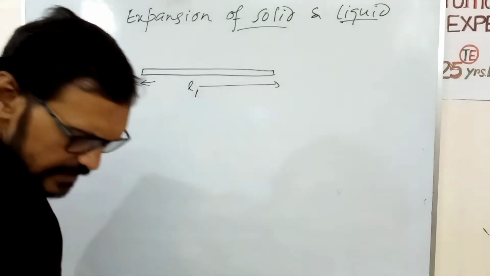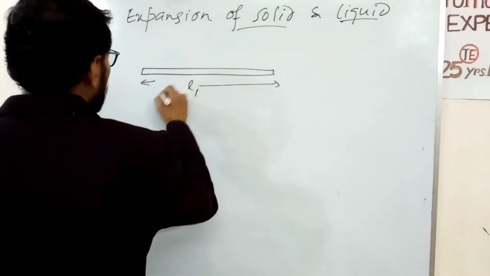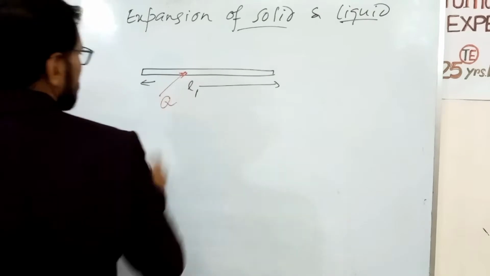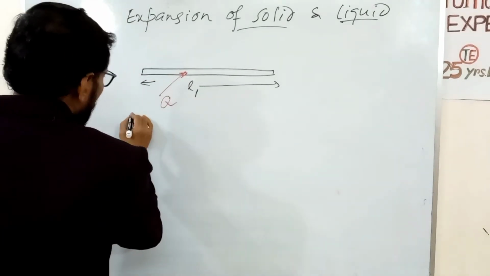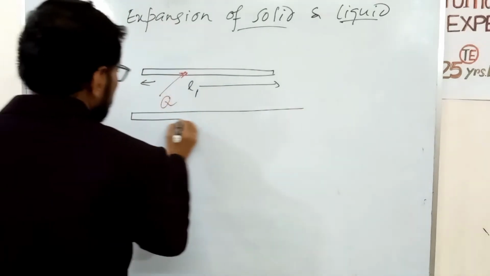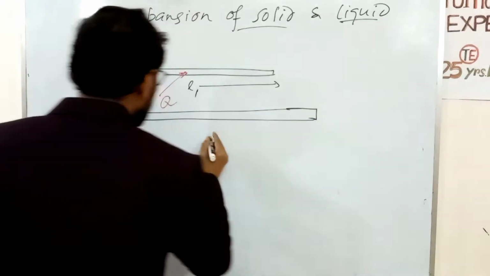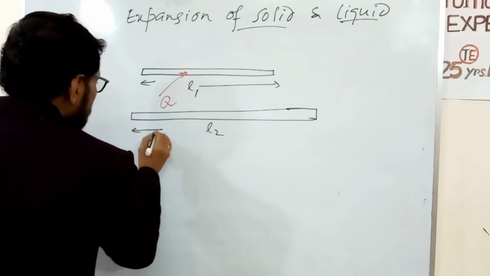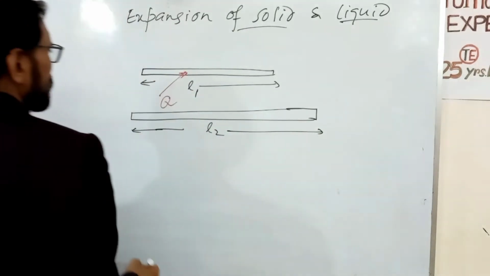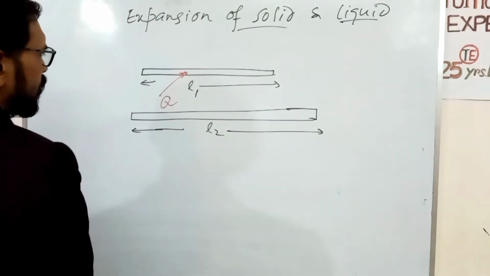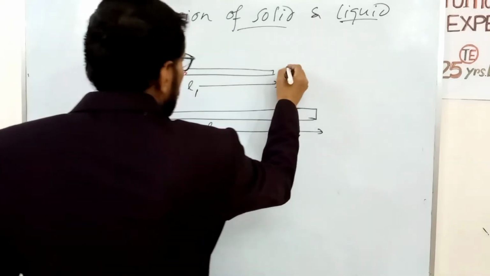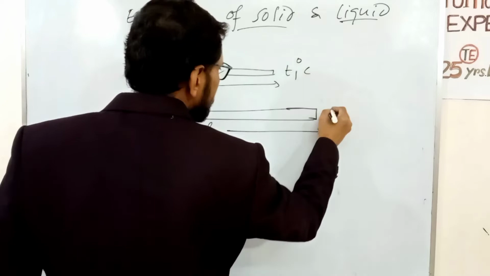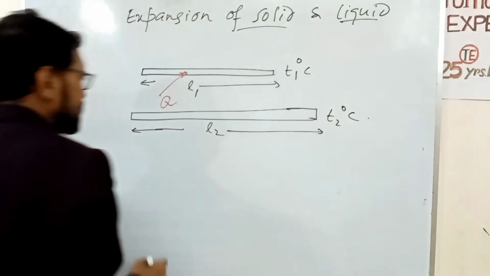Now if heat is supplied, then the length of the rod will be increased, and this length is suppose L2. When heat is supplied to the rod, the length of the rod will increase. The initial temperature is T1 degree centigrade and the final temperature is T2 degree centigrade.